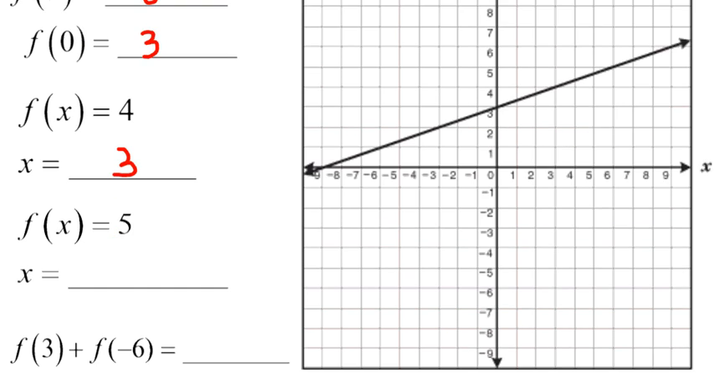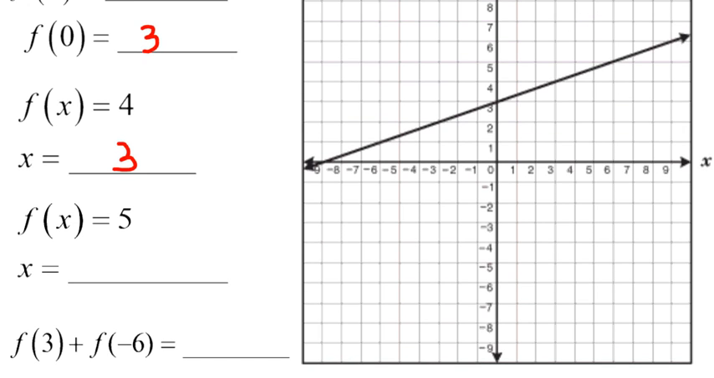All right, let's see if we can try these two, and then we'll check. F of x equals 5. That means the output is 5. Well, 5 is the output. The input that happens is at 6.